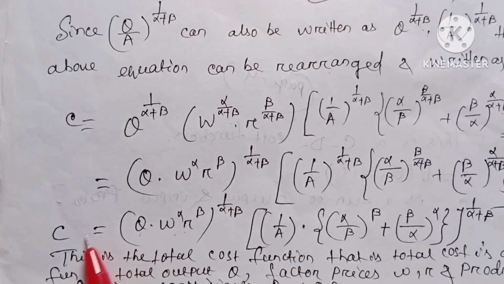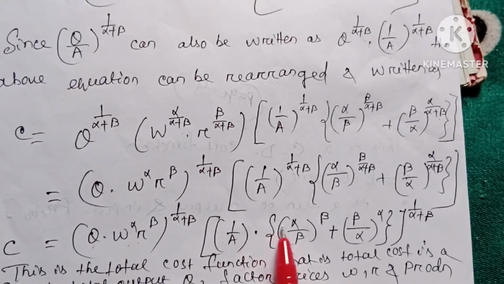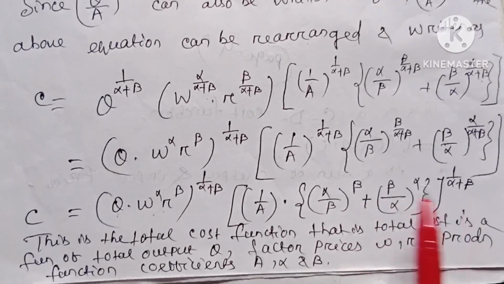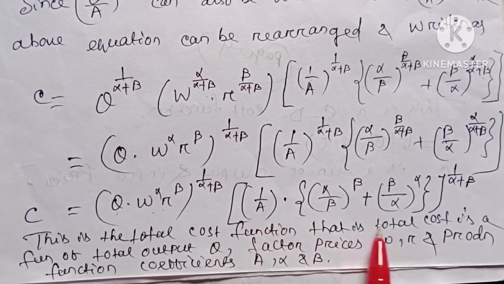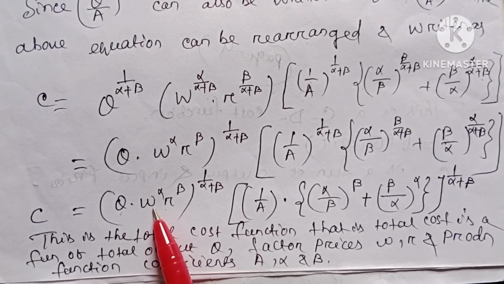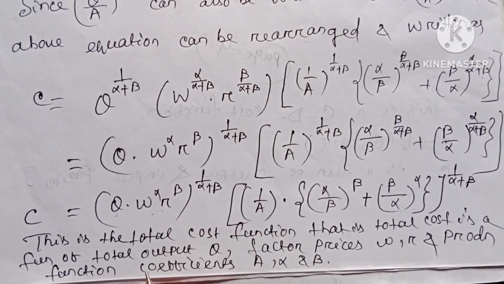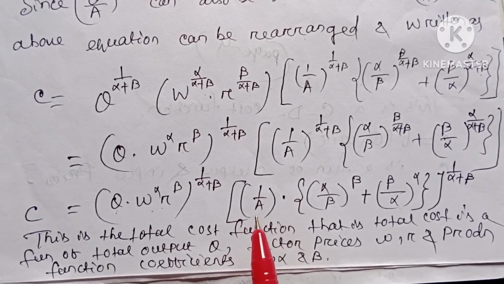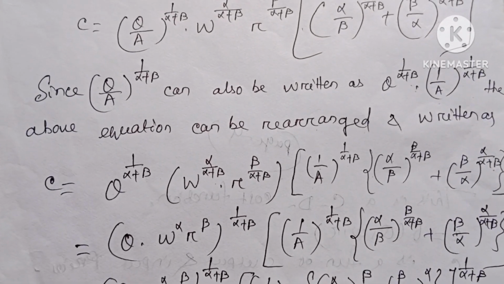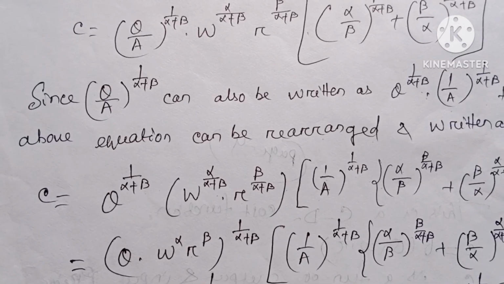So this is the total cost function. After simplifying, the total cost function becomes this, and this represents that the total cost function is a function of total output, factor prices w and r, and the production function coefficients a, alpha and beta. So this is all about the derivation of a cost function from a production function.